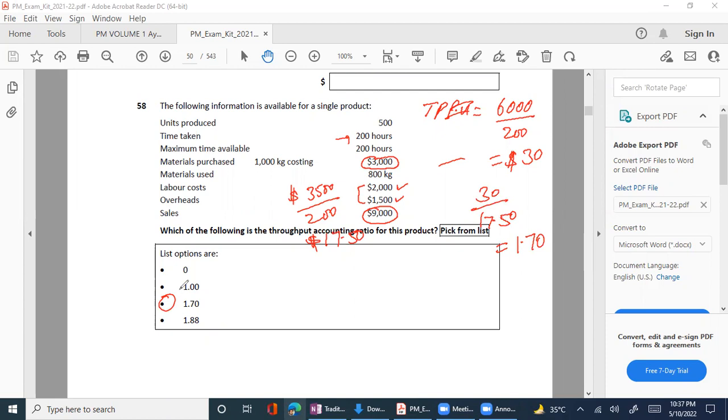Because the throughput was given in total, we divided by the total time. If it was given per unit, we would divide by the per unit time. But here the data was given in total, so we use the total figures. We took the total hours and got the throughput per hour and fixed cost per hour. I hope the question is clear.